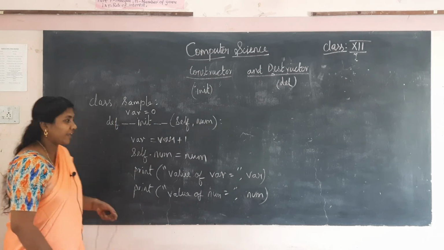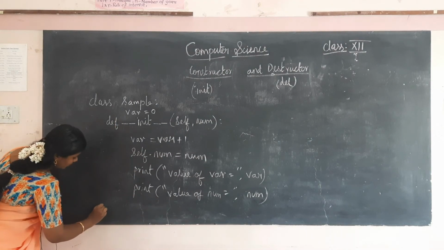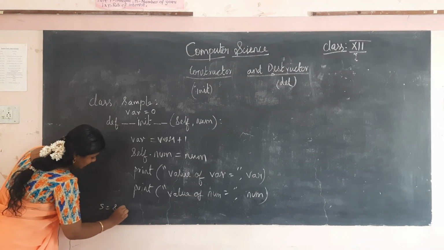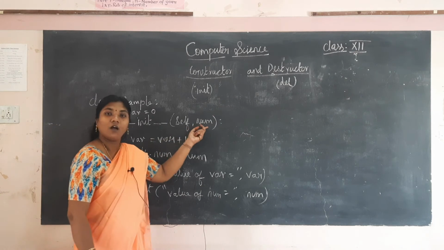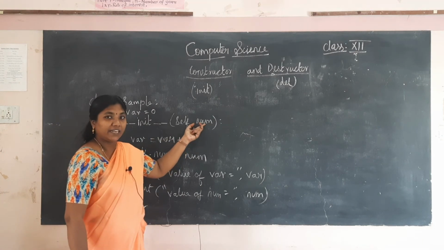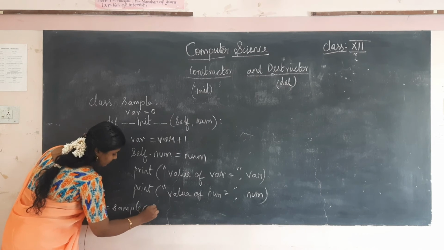Okay, so num. Now I have to create one object for the class. So s is equal to sample, and then I am having one argument num. I need one argument, so I have to give one value. Let me give it as 5.